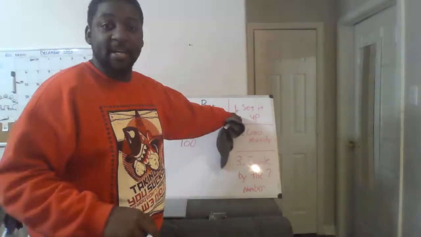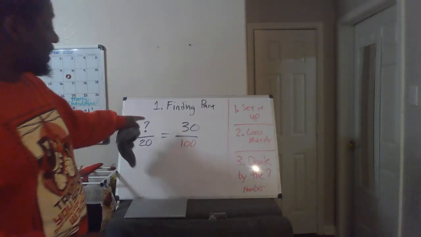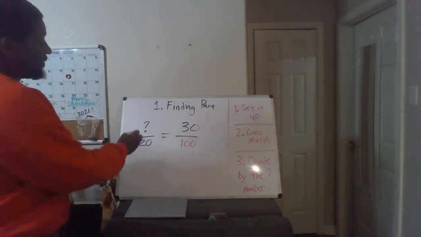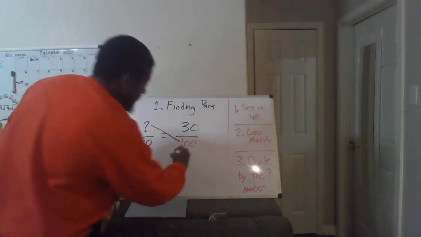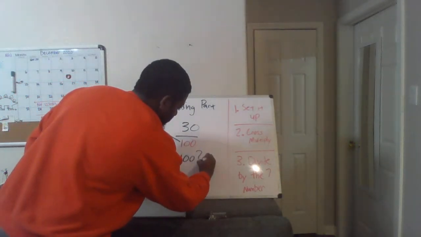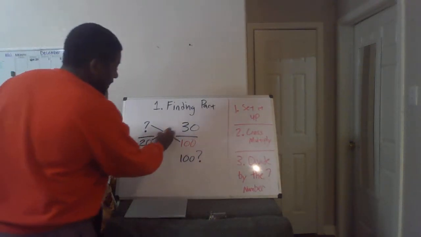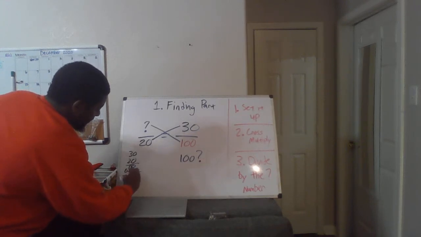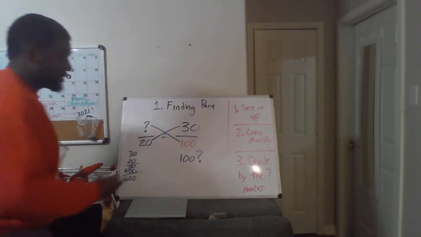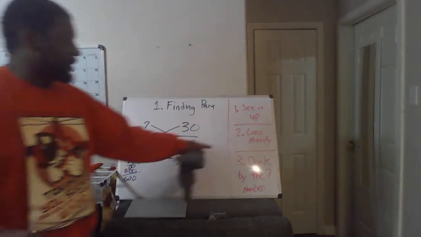So set it up is my first step. I've done that. Now I need to cross multiply. And y'all remember cross multiply is not top times top, bottom times bottom. It's top of one side times bottom of the other side. A question mark times 100 gives me 100 question marks. On the other side, we multiply 20 times 30. That gives me 600. I cross multiplied, that's step 2.